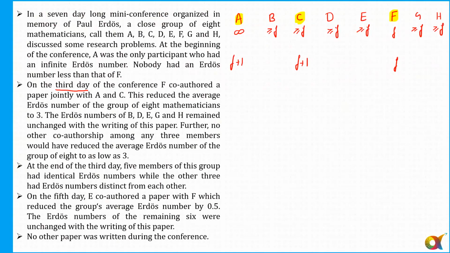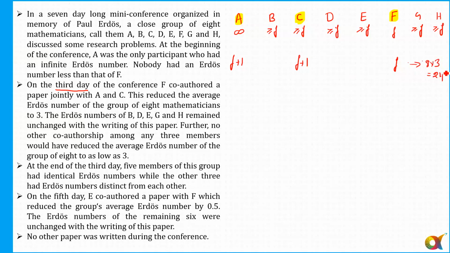This reduced the average Erdős number of the group of 8 mathematicians to 3. I'll come to that point. Just wait. Now, the group of 8 mathematicians has an average of 3. So what is the total score of these 8 people now? The total score of these 8 people is nothing but 8 into 3, which is equal to 24. Yes or no? Because the average of the entire group is equal to 3, and there are 8 people, so the sum of the Erdős numbers of all 8 people must be 24.